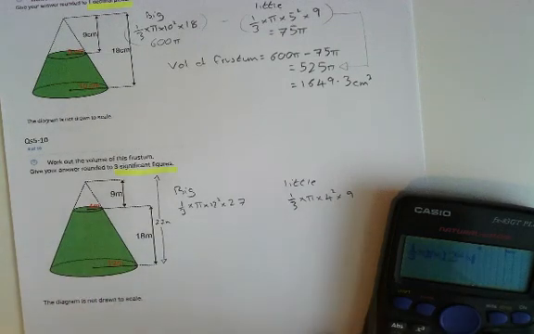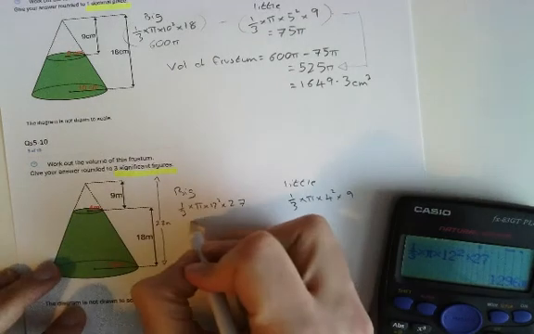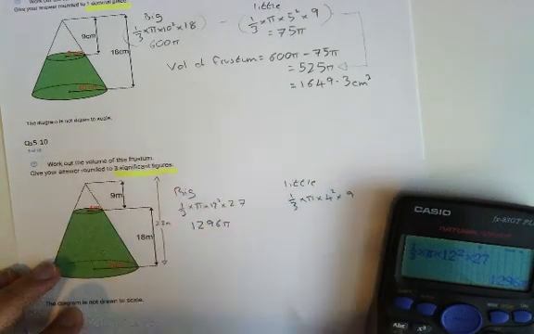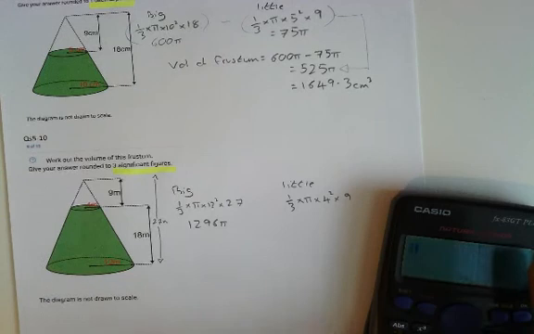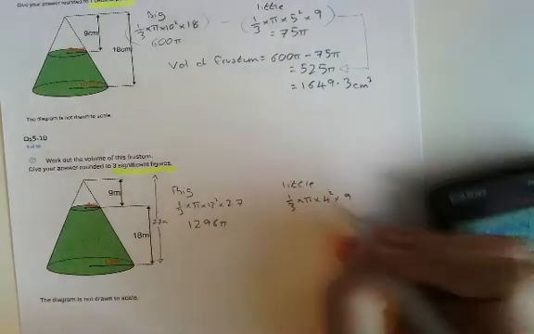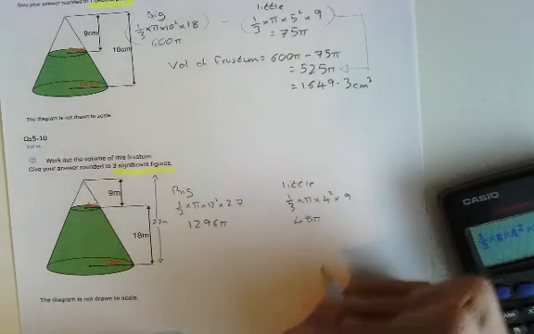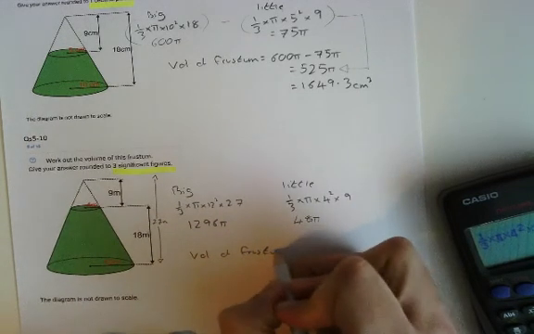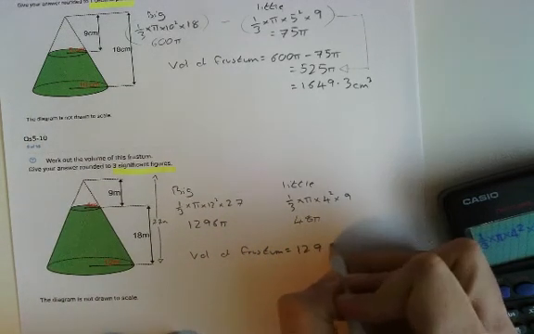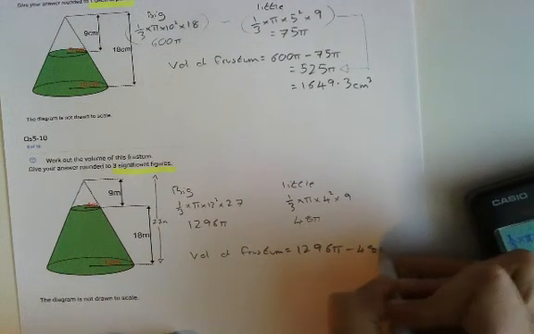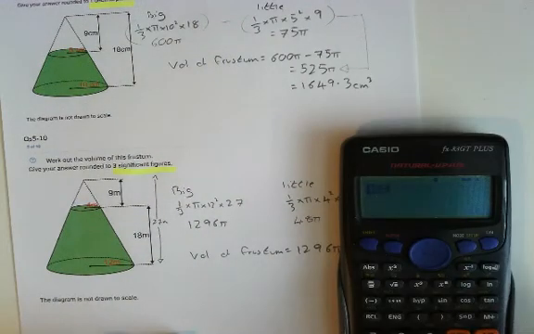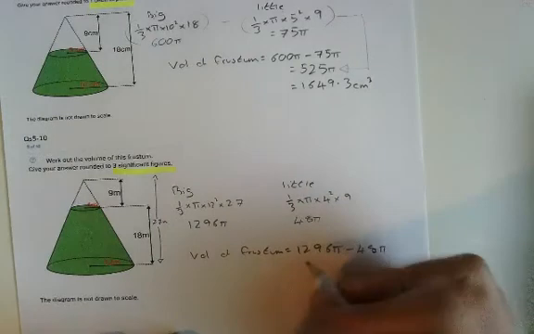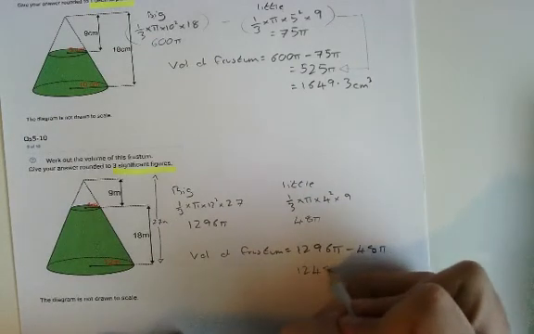1/3 times pi times 12 squared times 27. So this one gives us 1296 pi. 1/3 times pi times 4 squared times 9. This one gives me 48 pi. Then I'm going to take them away. So that gives me 1248 pi.